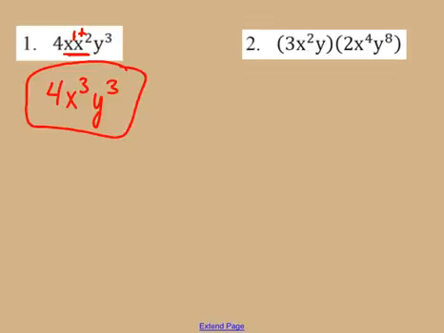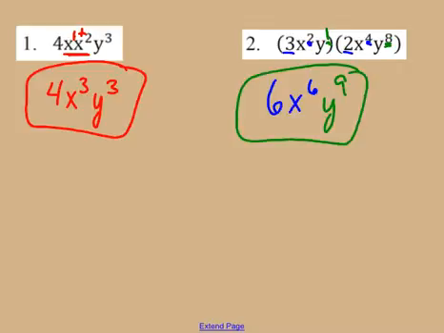Here's one. Do I have a power to a power? Do I have anything outside of the parentheses? No. So this is just going to be addition here. First I would do 3 times 2 is 6. Now I'm looking at the x. I have a 2 and a 4. So 2 plus 4 is 6. And then for the y, I have a 1 and an 8. 1 plus 8 would be y to the 9th. I'm a rock star.